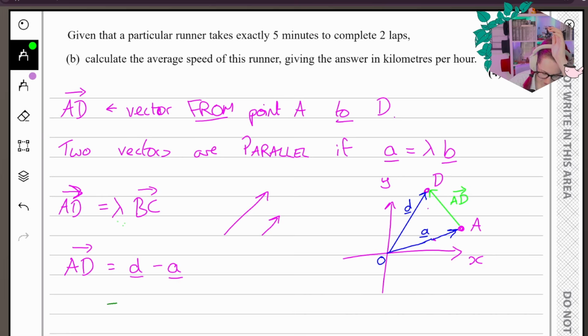So we have that. Where is my black pen gone? There it is. All right, let's answer the question.